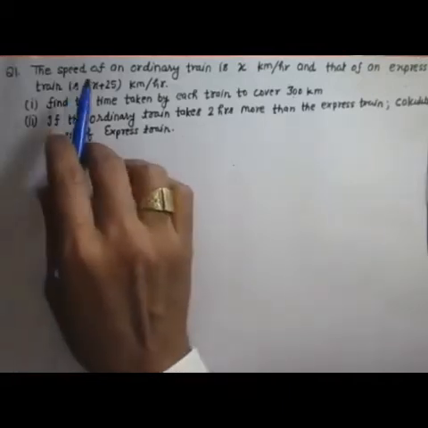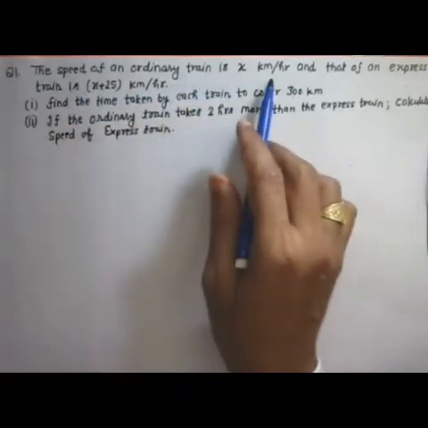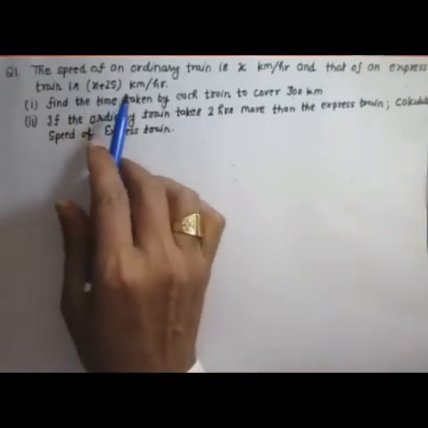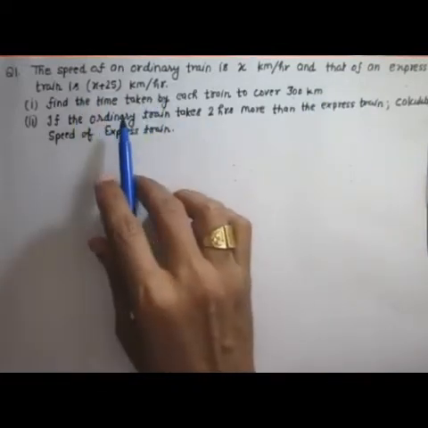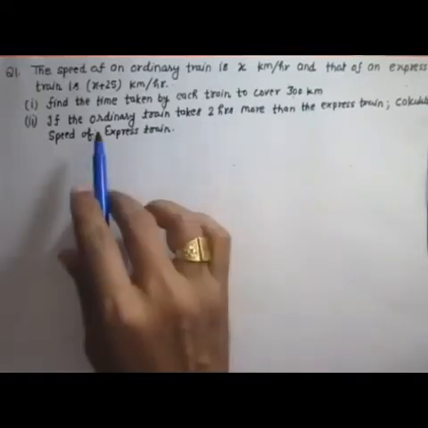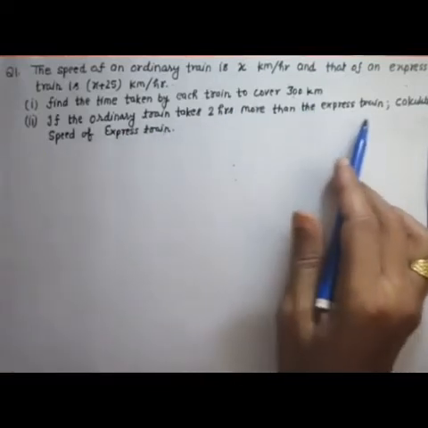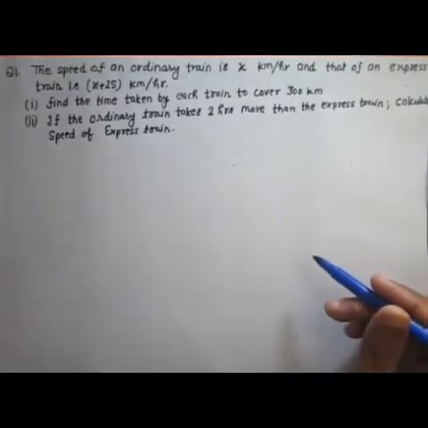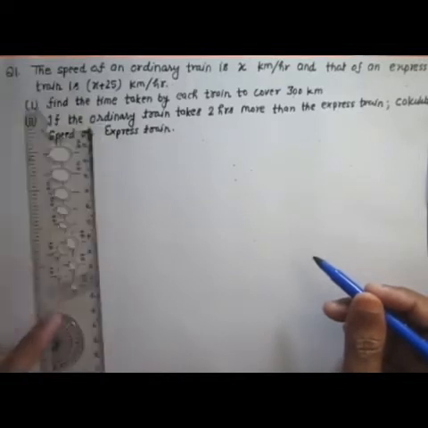Now the speed of an ordinary train is x km per hour, and that of an express train is x plus 20 km per hour. Find the time taken by each train to cover 300 km, and if the ordinary train takes 2 hours more than the express train, calculate the speed of the express train. So this is the question. So I have given the concept of how to solve.